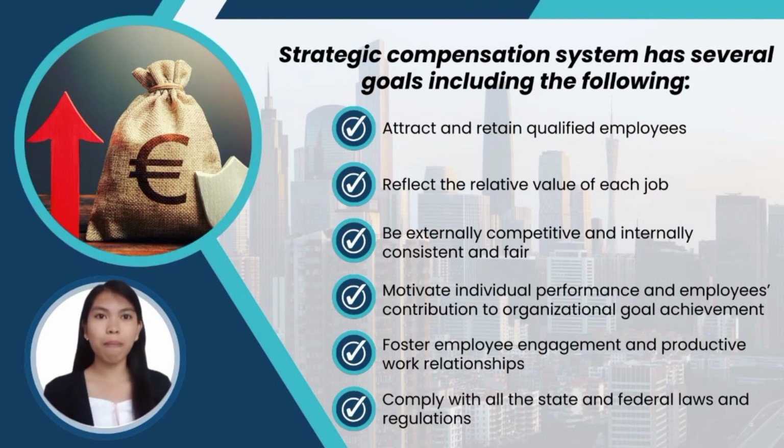A strategic compensation system has several goals, including the following. First, attract and retain qualified employees. Second, reflect the relative value of each job. Third, be externally competitive and internally consistent and fair. Fourth, motivate individual performance and employees' contribution to organizational goal achievement. Fifth, foster employee engagement and productive work relationships. And lastly, comply with all state and federal laws and regulations.